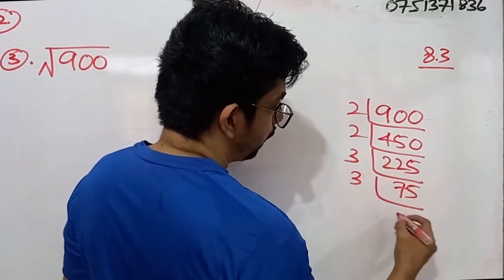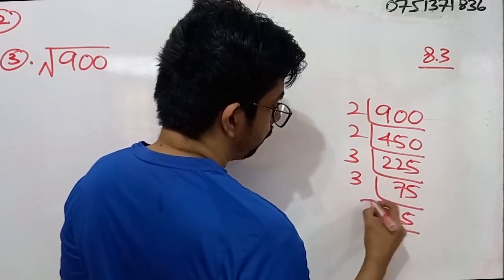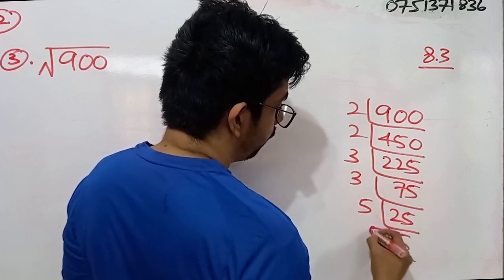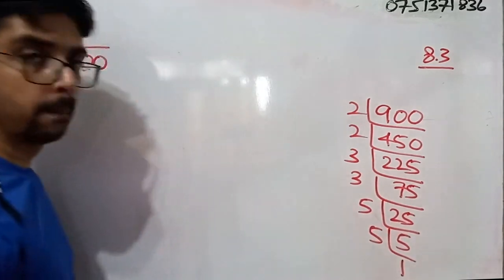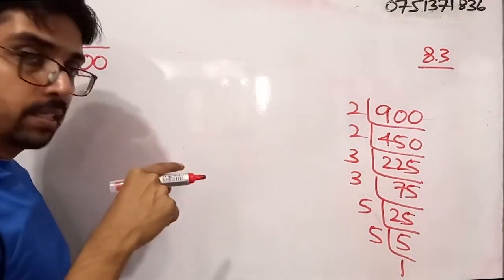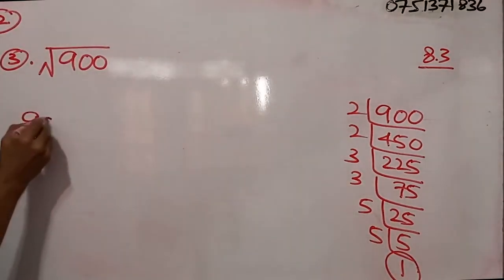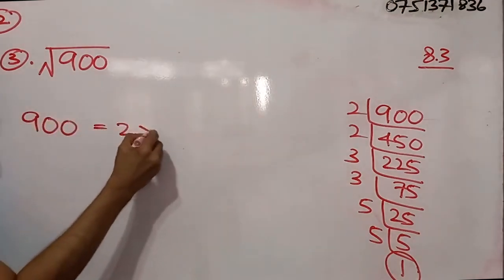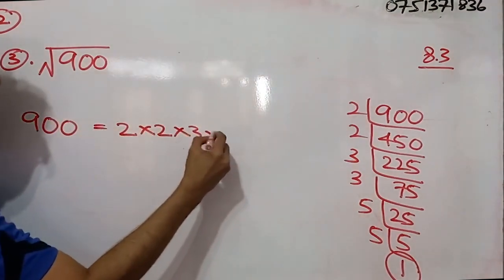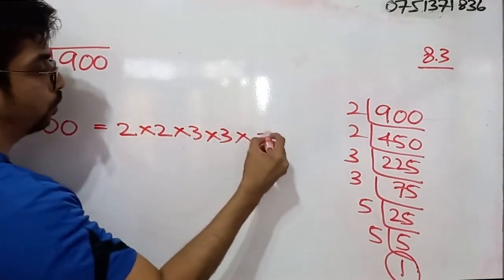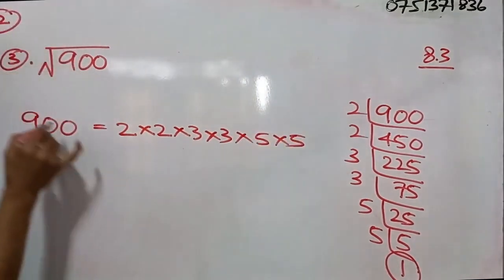75 we will divide by 3. So we will get 25. 25 we will divide by 5. So we get 5. 5 we have to divide by 5. We get 1. Right. So as I have mentioned, 900 equals to what? 2 into 2 into 3 into 3 into 5 into 5.